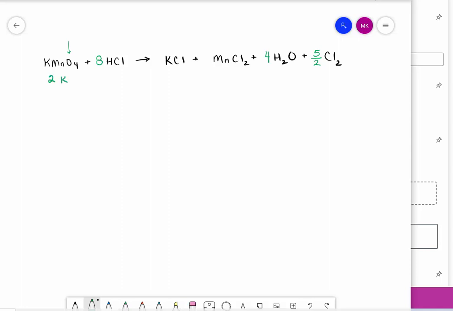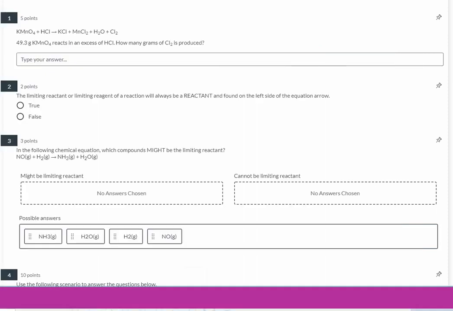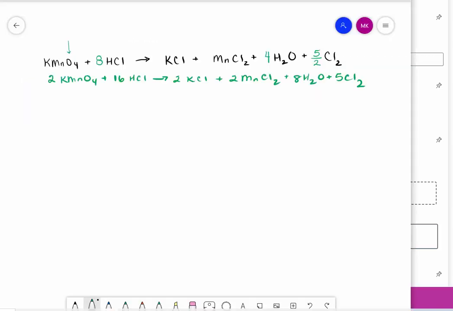So I have 2 KMnO4 plus 16 HCl. That will react to form 2 KCl plus 2 MnCl2 plus 8 H2O plus 5 Cl2. So that is my balanced chemical equation. Now I have to answer the question. 49.3 grams of permanganate reacts in an excess of hydrochloric acid.